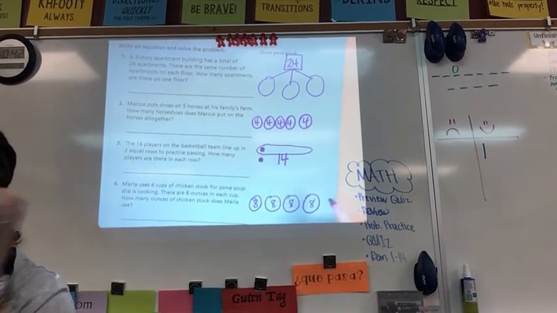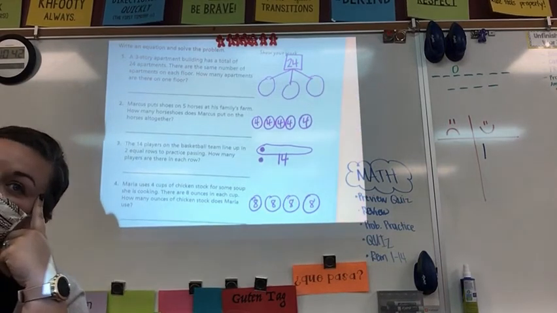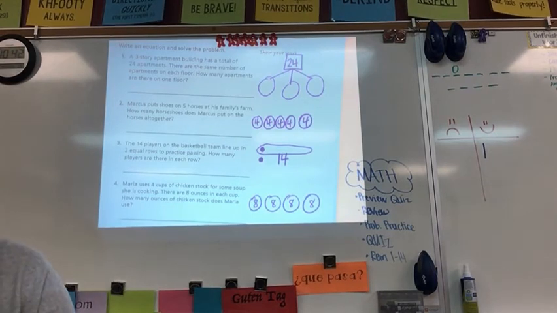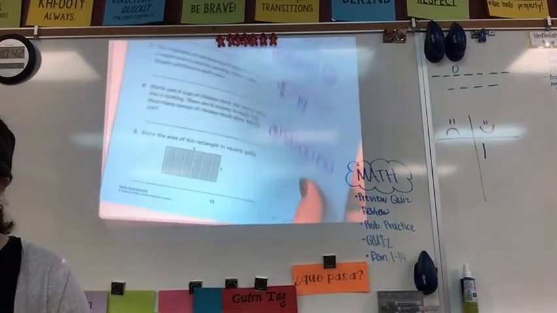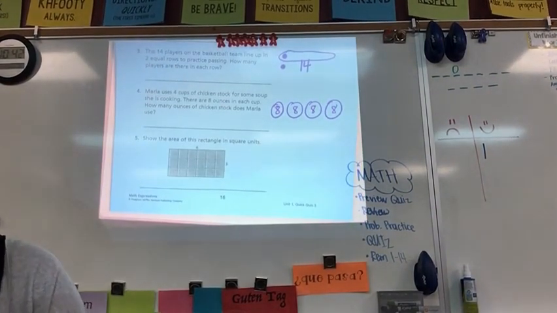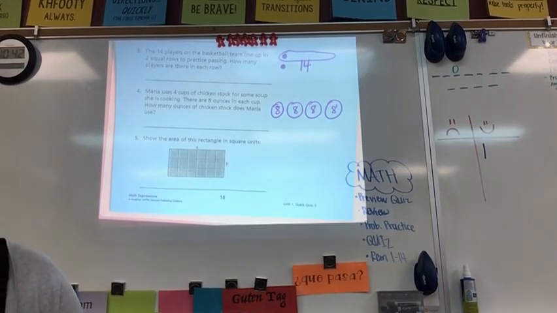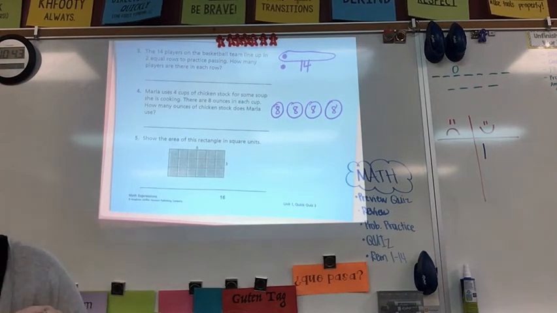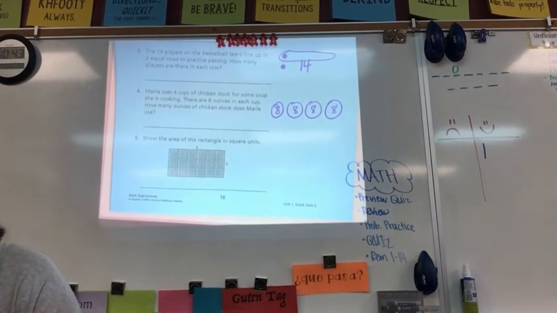So I see right off the bat that I have to know my equal shares. I have to know my equal groups. I need to know my arrays and area model. So show the area of this rectangle in square units. If it's a 3 by 6 rectangle, what can my equation be? Everybody tell me. 3 times 6 equals something square units. That's all you have to do for that problem. I did it. I'm proud of you.